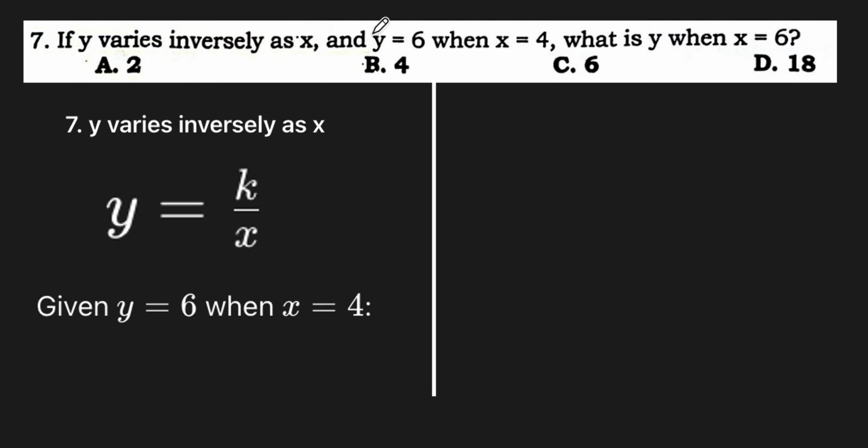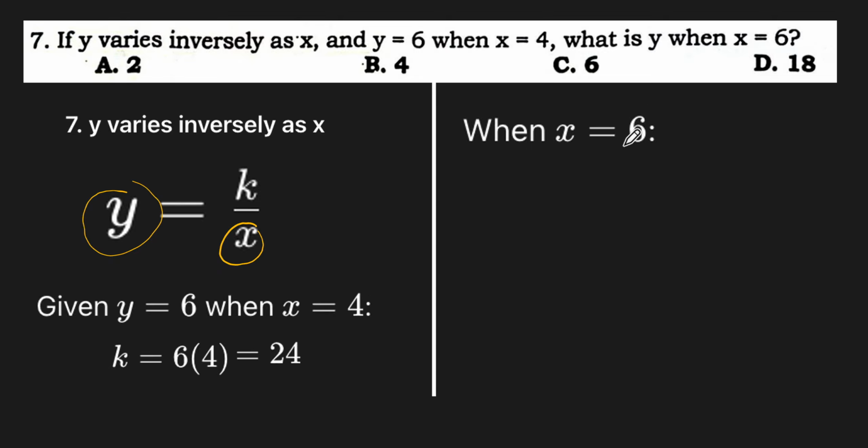So given the first x and y, 6 is y, x is 4, we can plug in our equation. Again, to find the constant in inverse variation, we have to multiply the x and y. So 6, which is the y, 4 would be the x. And that is resulting to 24. And that is our k. Now, when x is equal to 6, then substituting in our new equation, y equals 24 over x, okay? Just plug in the x here.